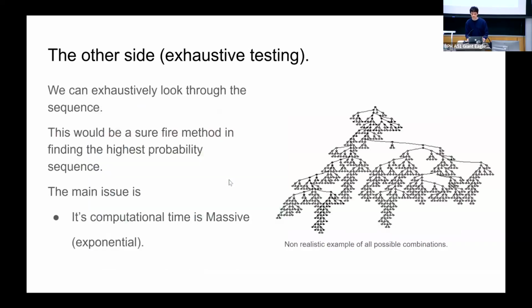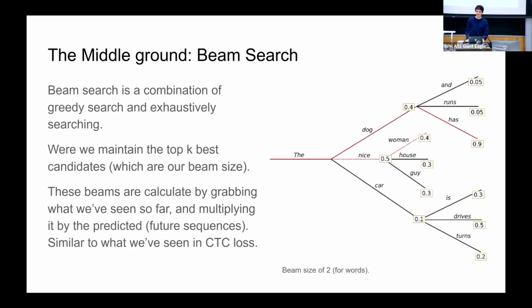Now there's another side to this, which is exhaustively testing every single possible case. Obviously, this would find you the highest probability sequence, but unfortunately, our computational time would be so massive that it's not worth it in the end. So the last option, and the middle ground, is beam search.